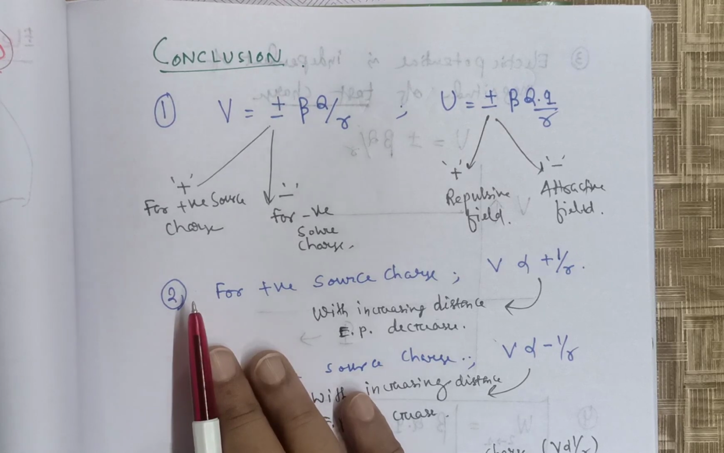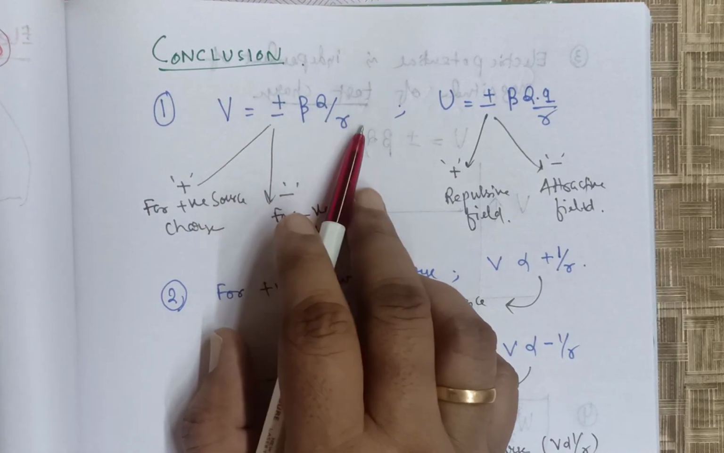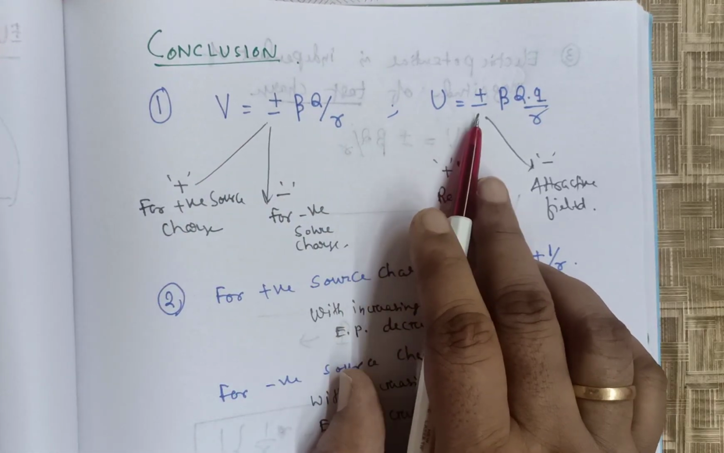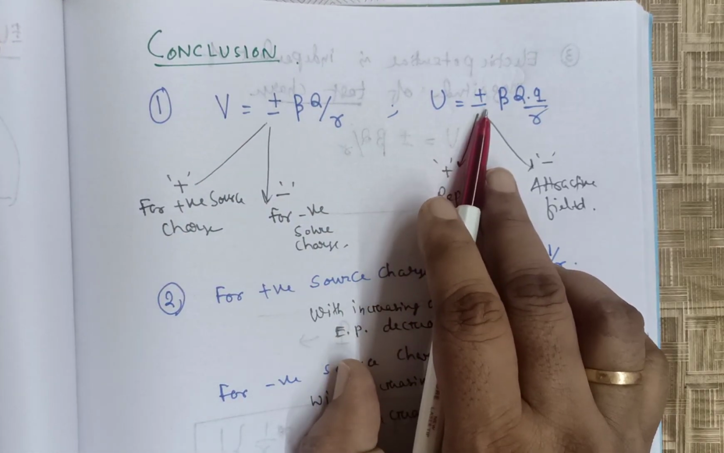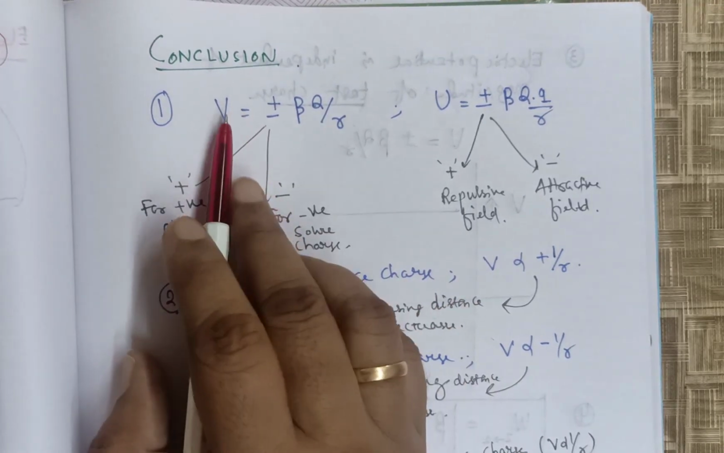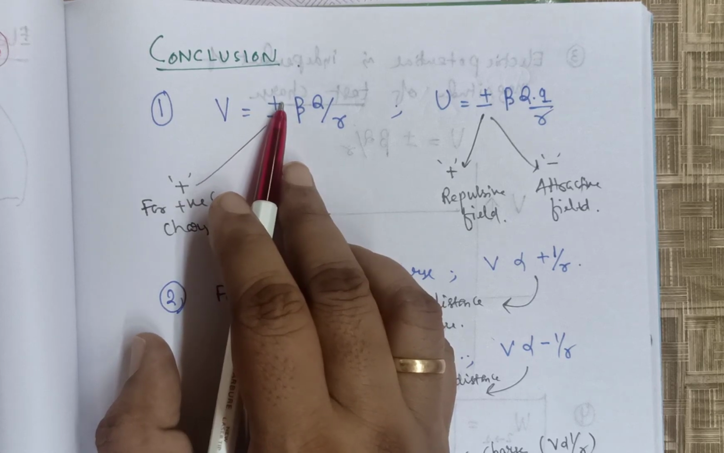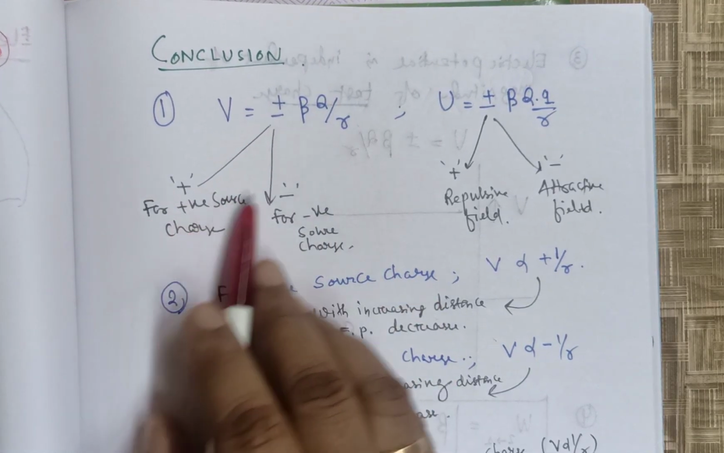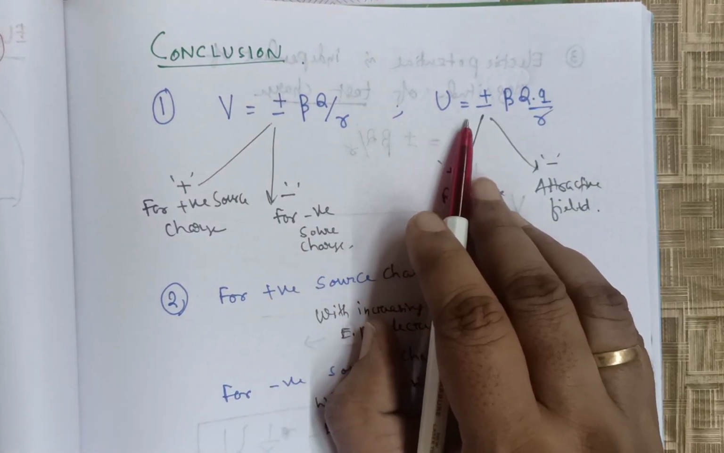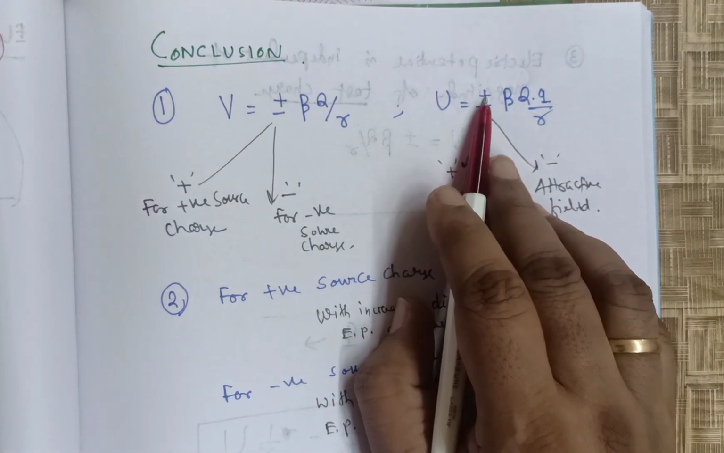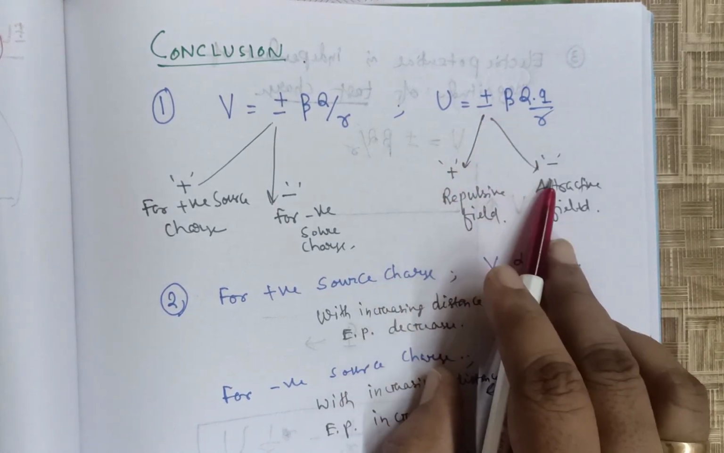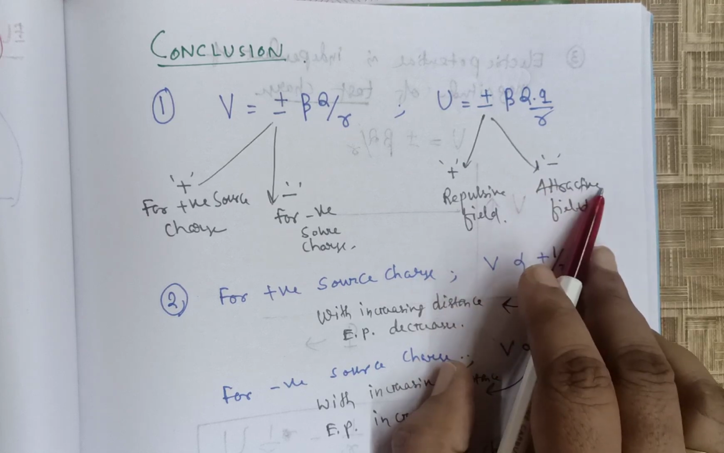So this is the formula: V is equal to plus minus beta q by r. This is the formula of electric potential, and this is the formula of electric potential energy, with the plus or minus sign here also. What is the physical significance of plus and minus? In the calculation of potential, the plus sign is taken for a positive source charge and the minus sign for a negative source charge. Similarly, in the calculation of electric potential energy, the plus sign represents a repulsive electric field, and the negative sign implies an attractive electric field.